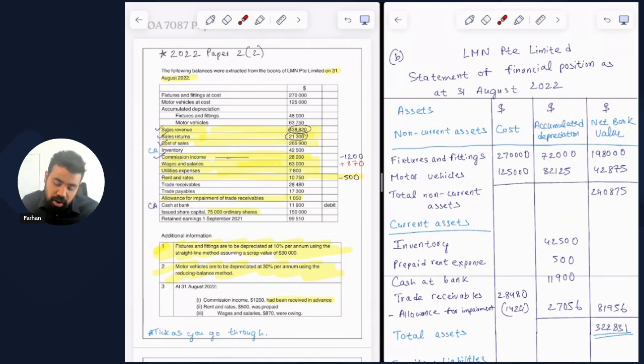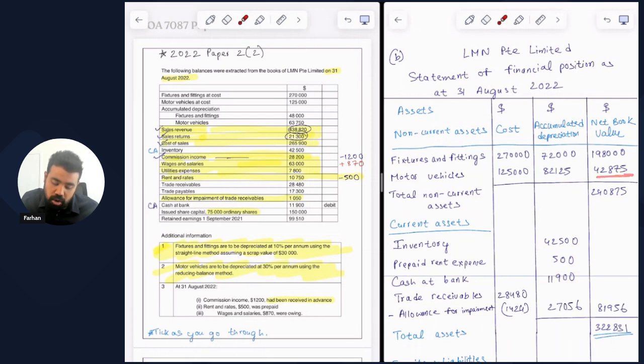Now the next non-current asset is the motor vehicles. Motor vehicles have an original cost of $125,000, as you can see here, and the accumulated depreciation of $82,125 is basically the total of $63,750 from the last financial year, plus the $18,375 for the current financial year. Right? That's how you get $82,125. So the net book value, cost minus the total depreciation, is $42,875.